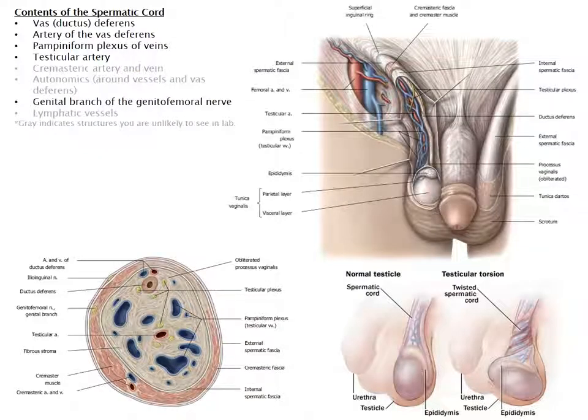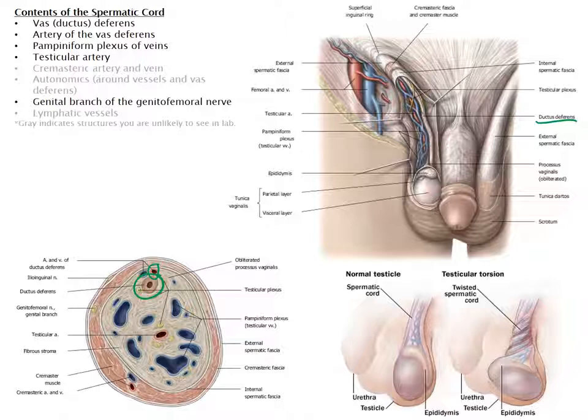Repair of inguinal hernias may require dissection of the spermatic cord, so it can be useful to understand what this cord contains. First and foremost, it contains the vas deferens, also known as the ductus deferens. Here's that structure in cross-section, and here's the vas deferens from another angle. This is a muscular tube which conveys sperm from the epididymis to the ejaculatory ducts. Adjacent to the vas deferens is a tiny squiggly artery called the artery of the vas.